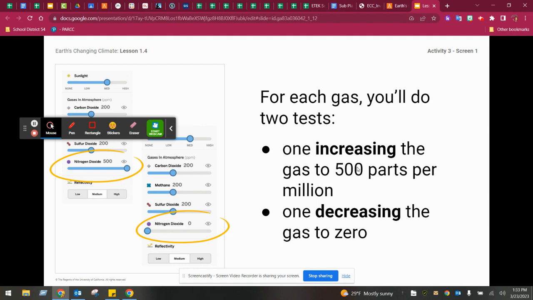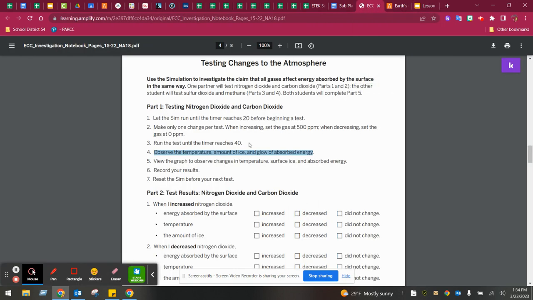You're going to put it at its 2 extremes. You're going to test nitrogen dioxide at 500. Make your observations. Did it increase, decrease, or did not change each of the things? Then you'll put it at the other end of your scale and put it at 0. And again, make your observations. Each time resetting all the other gases back to their starting point and only changing one at a time.